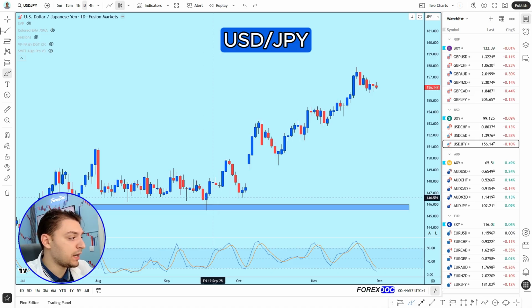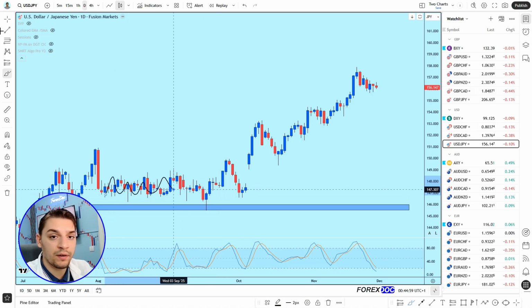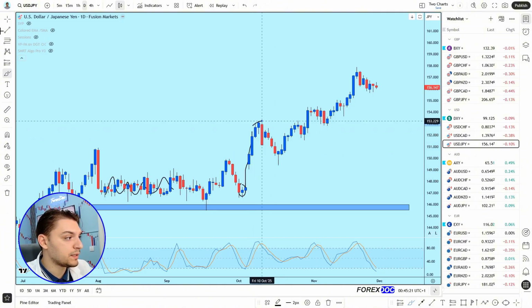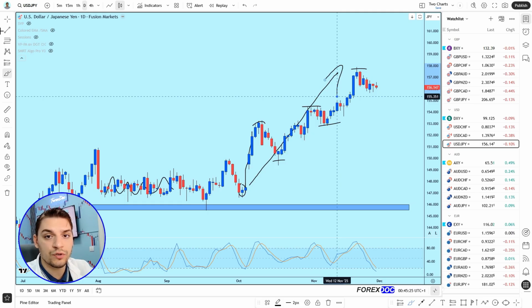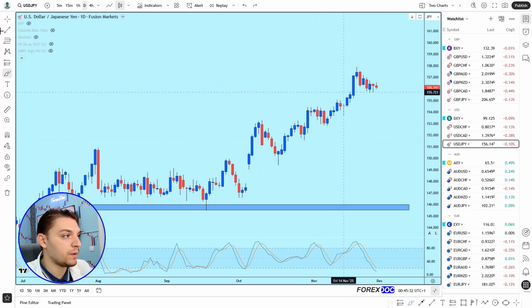For US dollar Japanese yen, we can see that price consolidated here for a very long time. Price started to form these very strong bullish moves. It formed this series of higher highs and higher lows, and we can see this very strong bullish trend. So by looking at this daily time frame, we can easily say that US dollar Japanese yen is trending up.